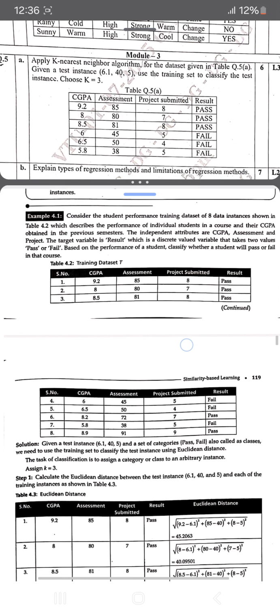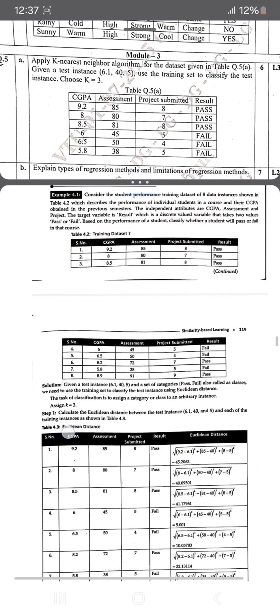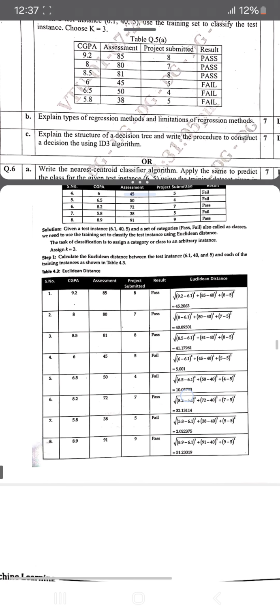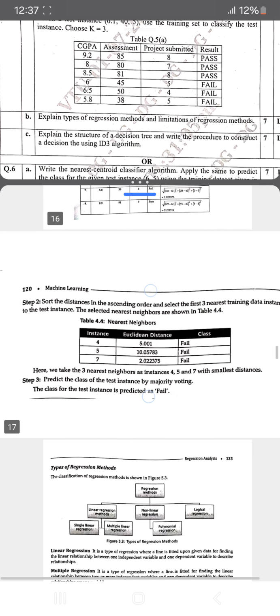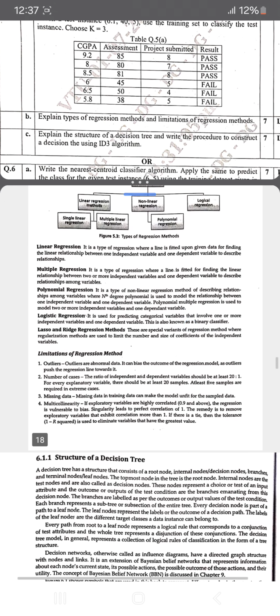K nearest neighbors. See from this table, the 6th instance and 8th instance. The 6th and 8th instances are not given in our question paper. Then types of regression. See, types of regression methods. Limitations.